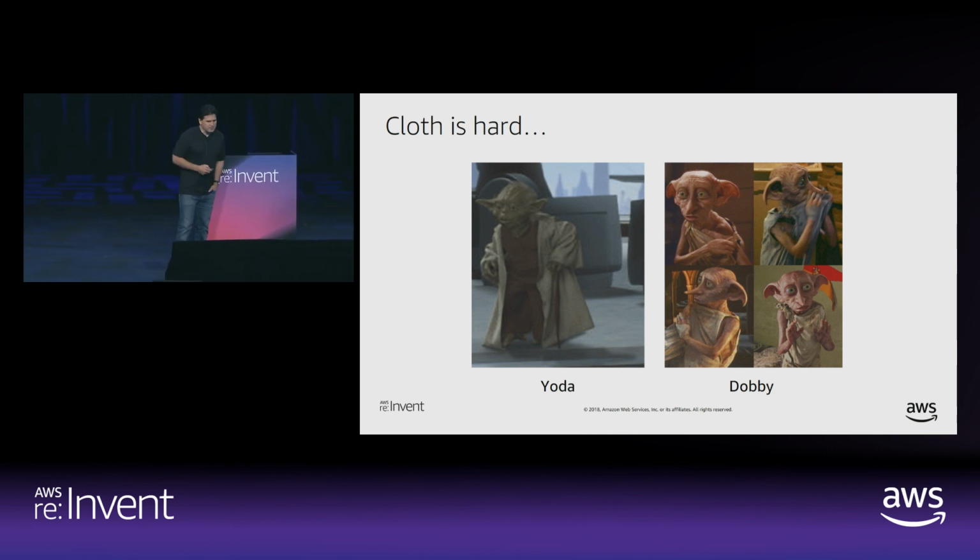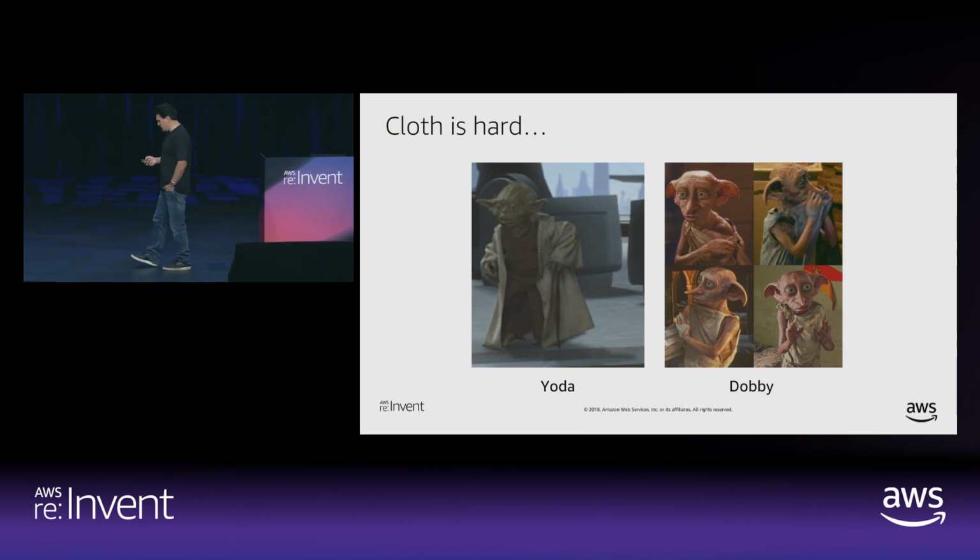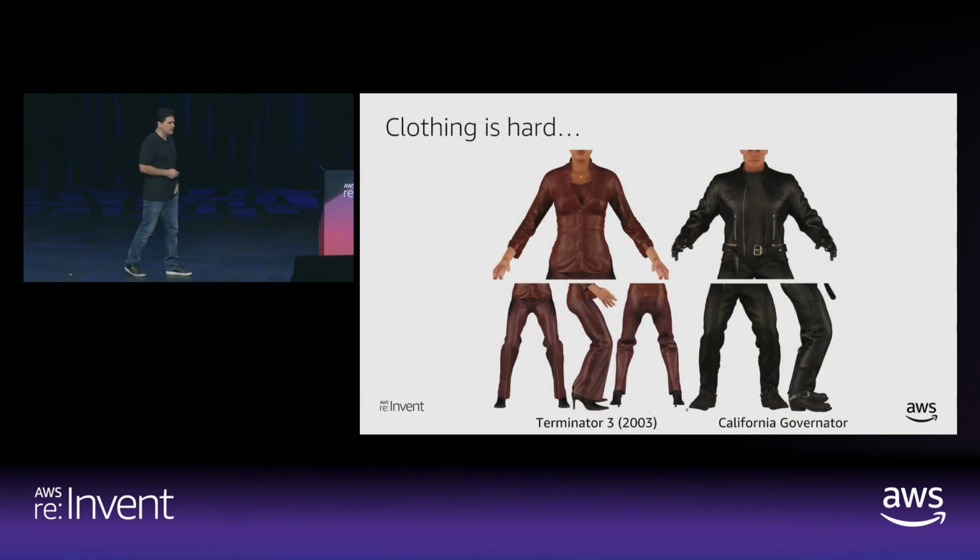And we thought cloth was going to be easy. We even did full clothing in the Terminator movies in 2003. This is California's governor, ex-governor.